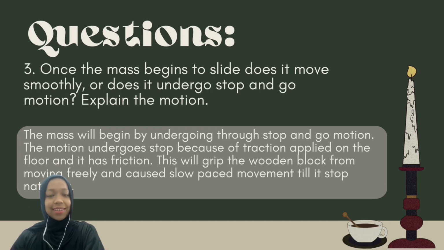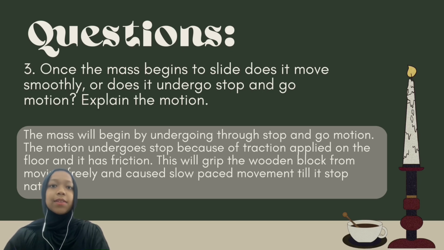Next question. Once the mass begins to slide, does it move smoothly or does it undergo stop and go motion? Explain the motion. The answer is that the mass will undergo stop and go motion. That motion stops because of traction applied on the floor and it has friction. This will grip the wooden block from moving freely and cause slow paced movement till it stops naturally.